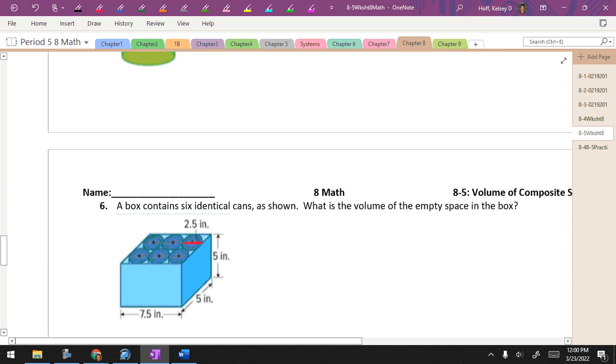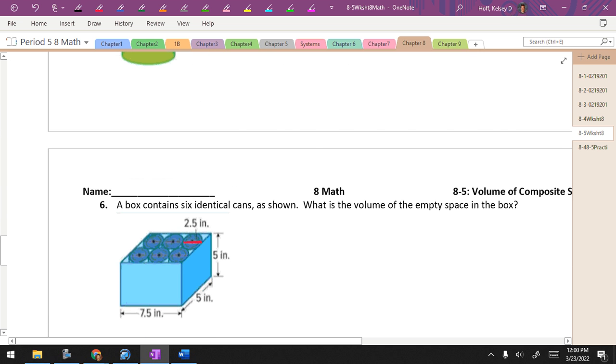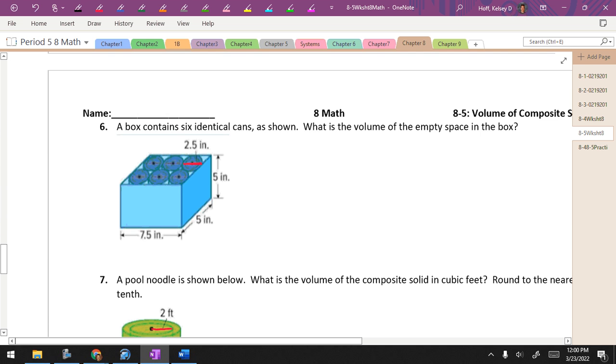Okay. Yep, you know that one. Okay, and then number 6, the 2.5 goes all the way across. And on this one, the 8 goes all the way across.